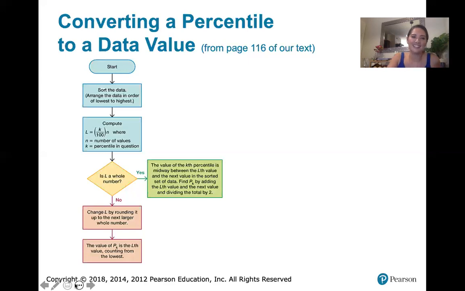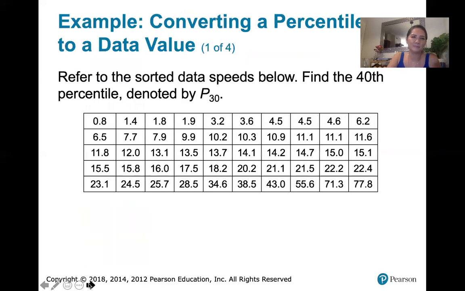I know that was a lot. We're going to do an example. Okay, so here's our example. We've got data speeds again, and this time we want to convert from a percentile to a data value. This says find the 40th percentile, and then it says denoted by p sub 30. That's a typo. It should be the 30th percentile. So I want to find the 30th percentile, which means I want the value that, if I have this data sorted, separates the bottom 30% from the top 70%.